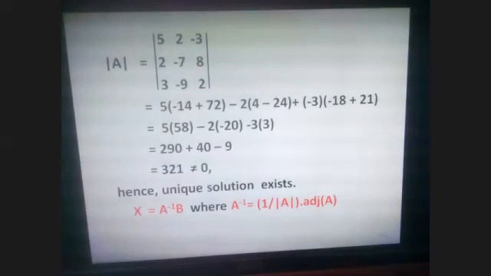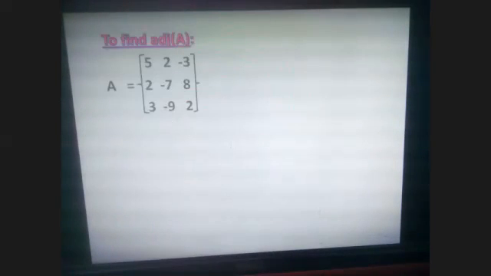We have to find adjoint of A. How now to find adjoint of A? Can you recollect? We find the cofactor of each element. What is A11?